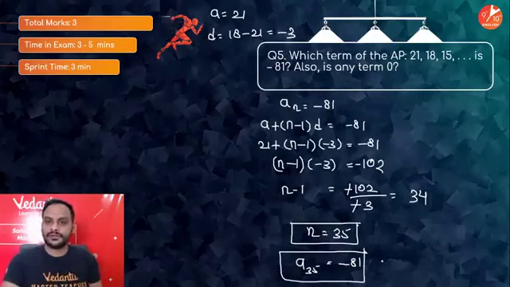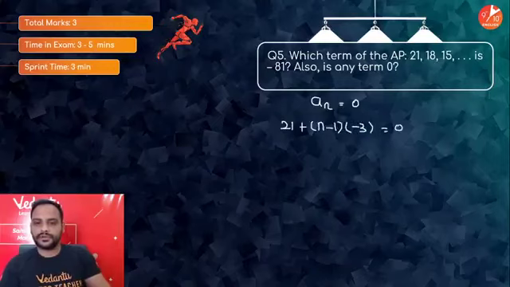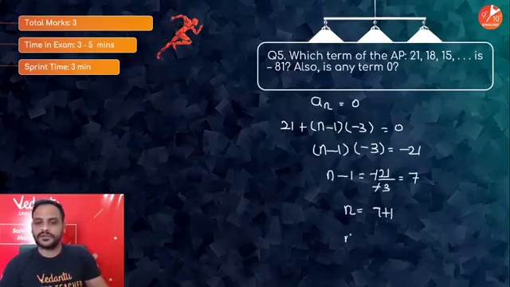Next question, is any term 0? Let us see. So let's put AN equal to 0. Alright, so I can say 21 plus N minus 1 into minus 3 is equal to 0. Shift it over there. So N minus 1 into minus 3 is equal to minus 21. Shift minus 3 in division. N minus 1 is minus 21 upon minus 3, which is equal to 7. So N is equal to minus 1 shifted there will become plus 1. So N is equal to 8. That means 8th term of this AP will be equal to 0.